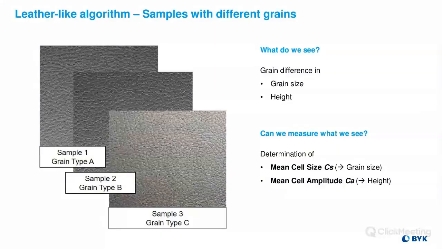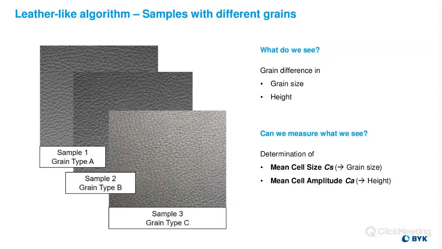So when we look at different samples with a leather-like grain, what are we seeing exactly? Some things that are going to jump out at us are the grain size, as well as the height or depth of the grain. These may not be things you notice specifically. These aren't necessarily things you're thinking about when you look at the surface, but they are definitely having an influence on our overall visual impression of that material.